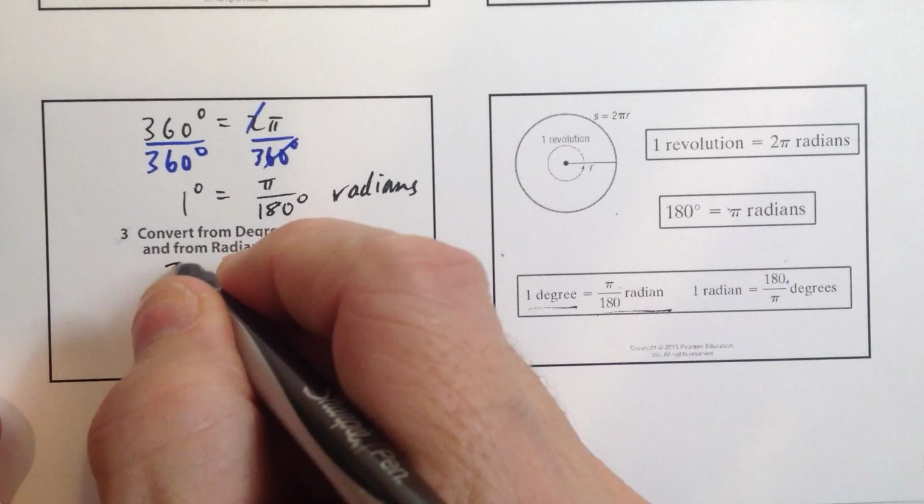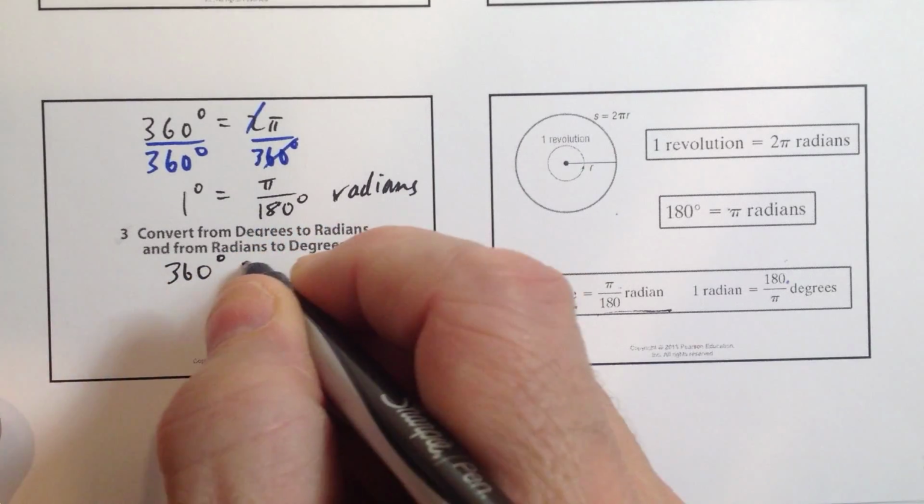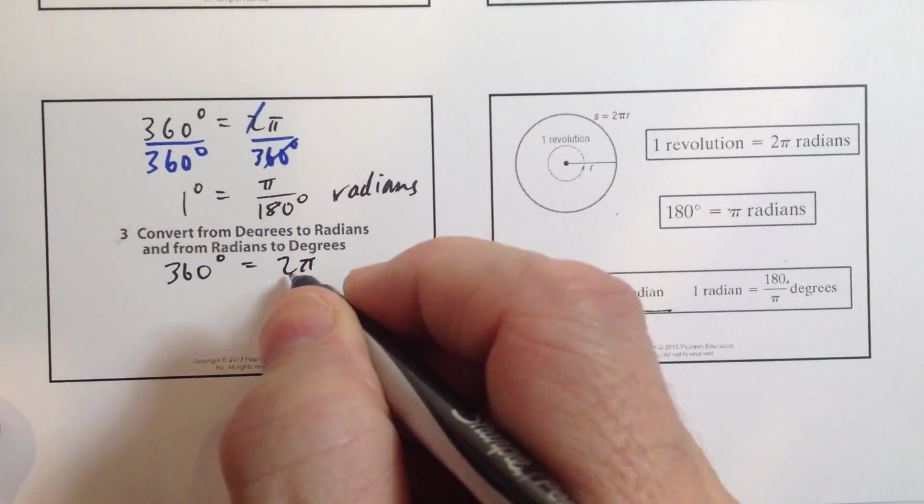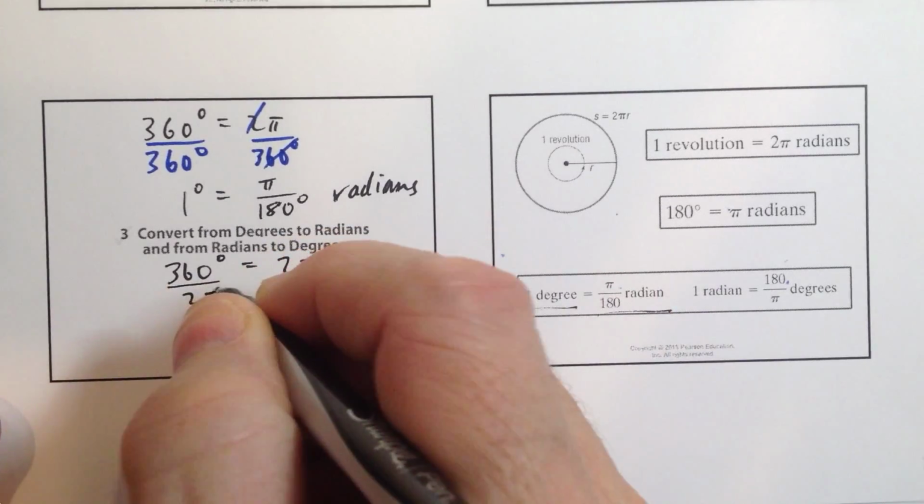And if we want to convert radians to degrees, we use our formula here, and we're going to divide both sides by 2 pi.